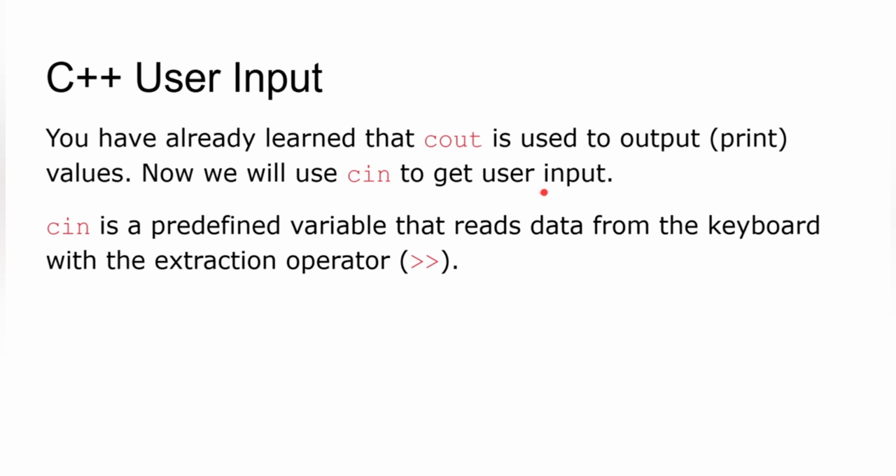So cin is used to get the user input. Cin is a predefined variable that reads data from the keyboard with the extraction operator. As we already know, cout makes use of the insertion operator. So basically this is the insertion operator, and cin makes use of this extraction operator.